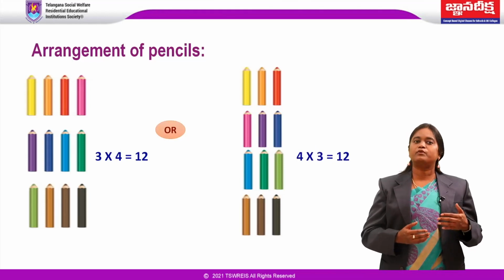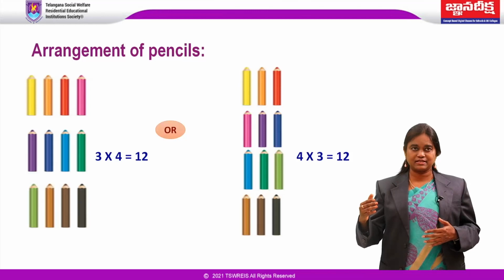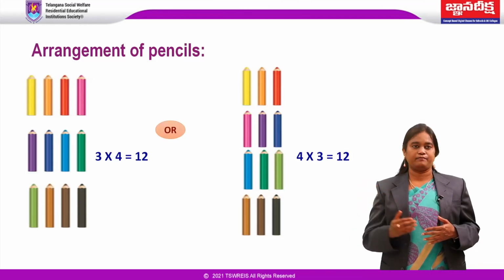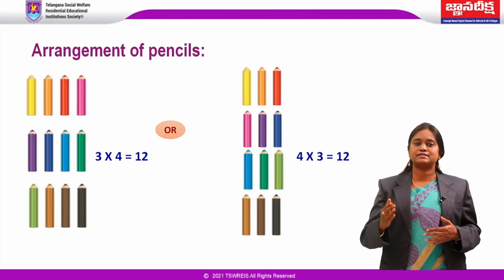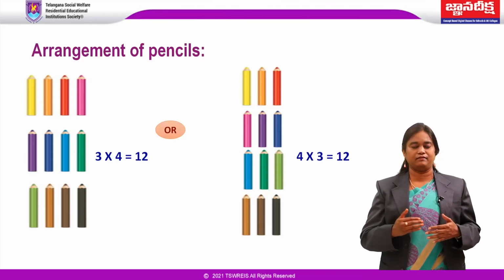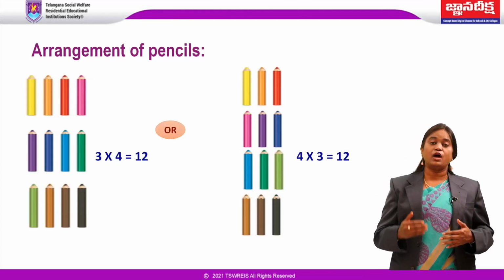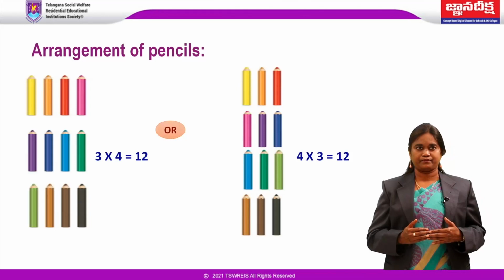So, the number of rows is 3 and the number of pencils is 3 4s are 12. Or 3 pencils in 4 rows. That is, 4 3s are 12. Now, let's see all the arrangements which work for her.